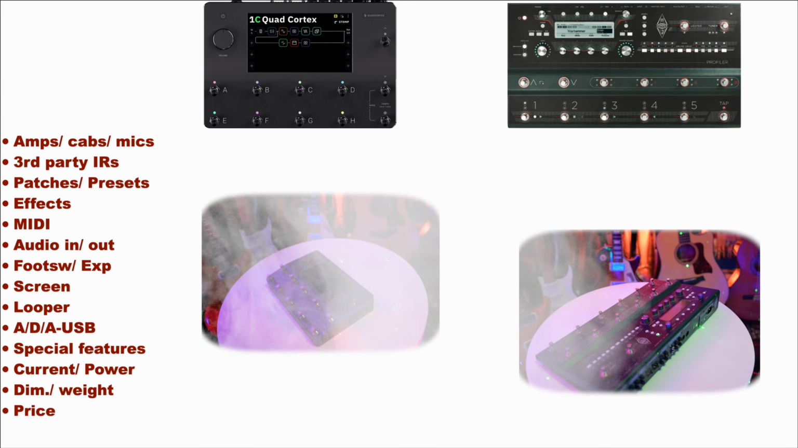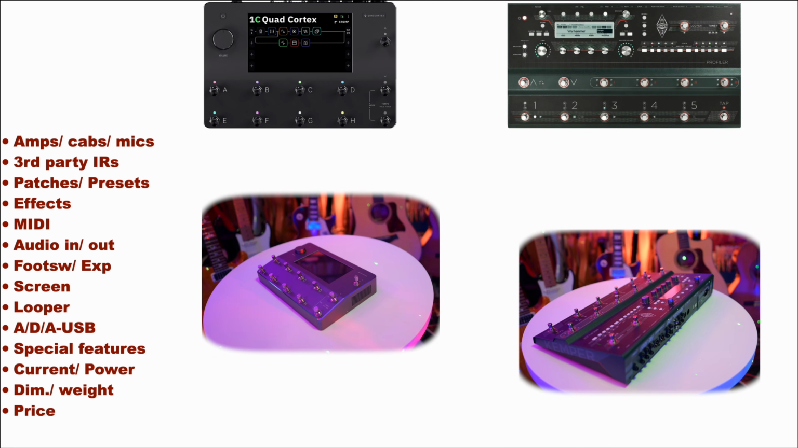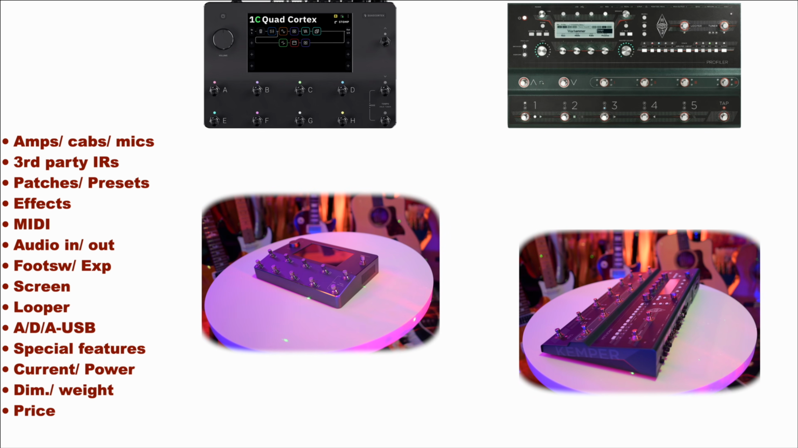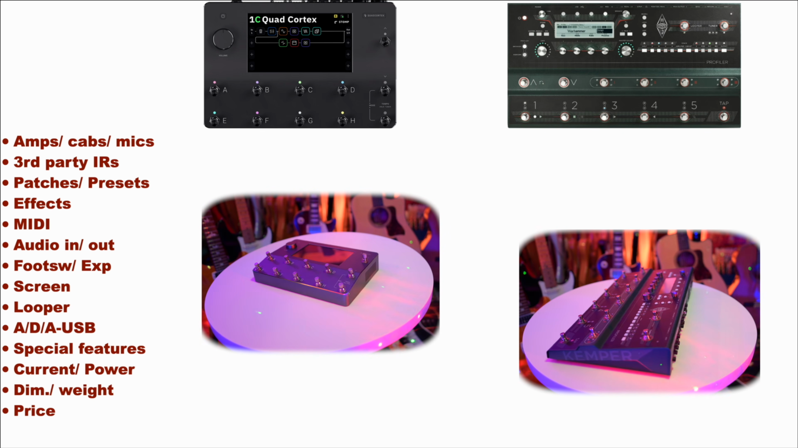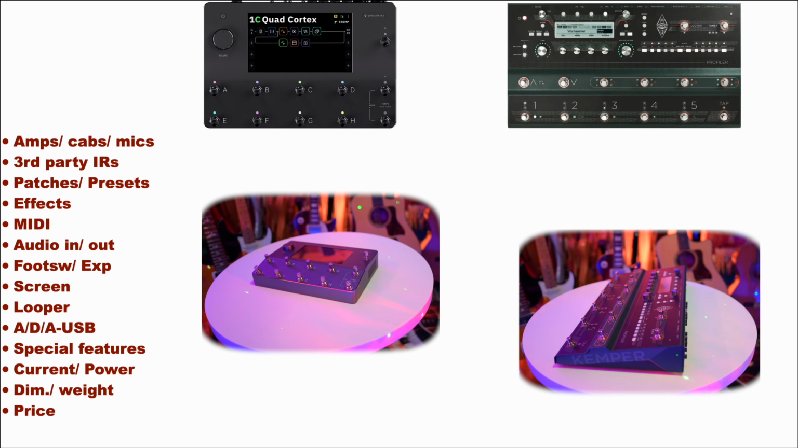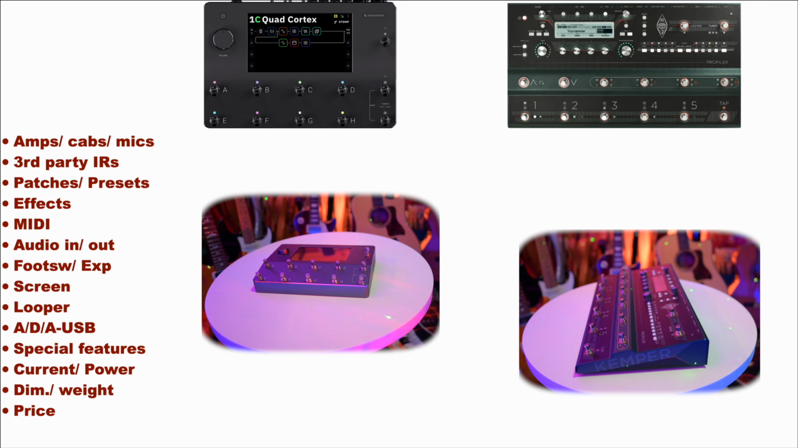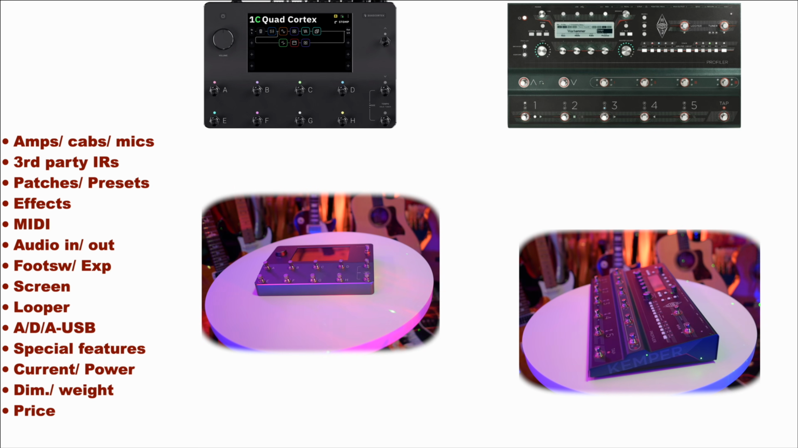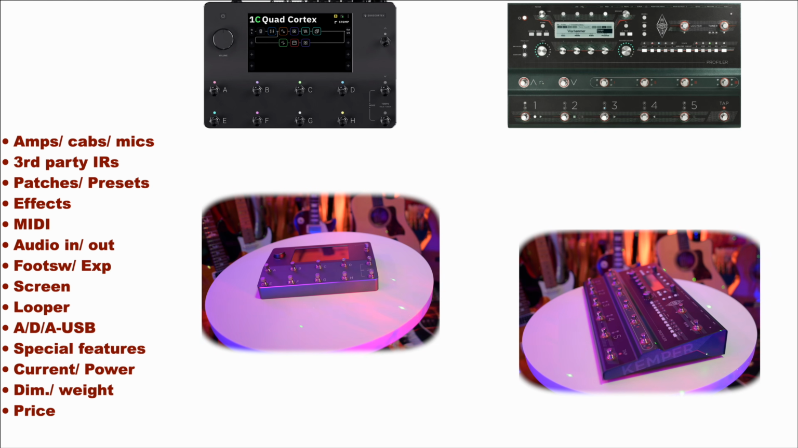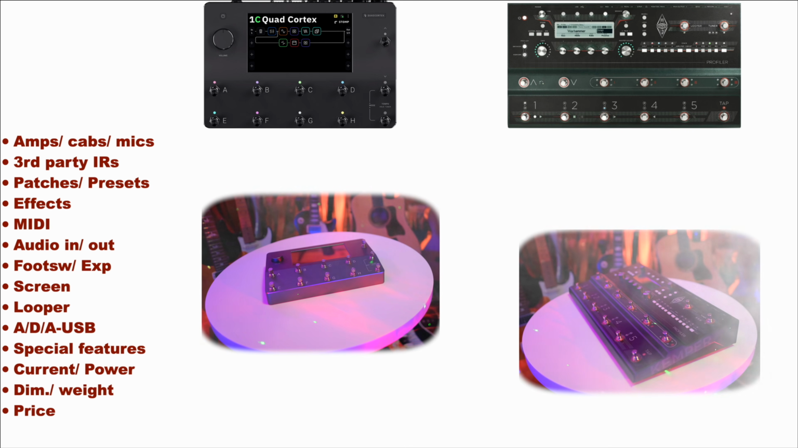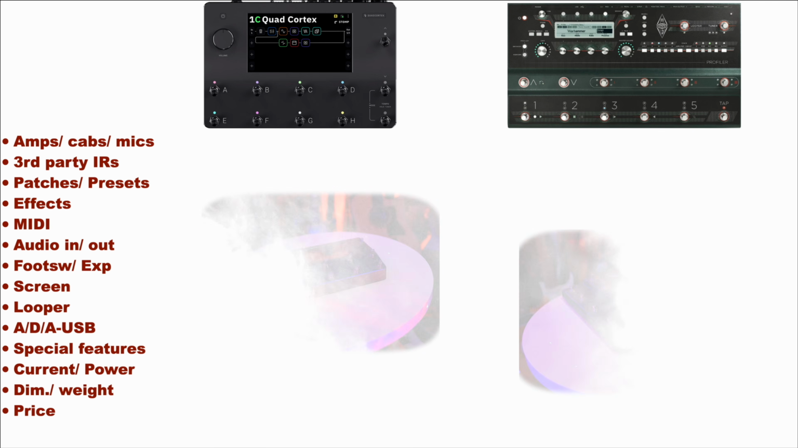We will now check the differences between the two units among the following parameters: number of amps, cabs and microphones built-in, third-party IRs availability, number of patches and presets, number of effects and more in general effect chain management, MIDI possibility, audio inputs and outputs, foot switches and expression pedal, screen size, looper and capabilities, ADA conversion and USB channels available, special features available with the two units, current, power, dimensions, weight and price.